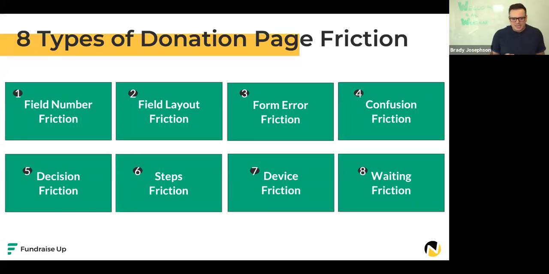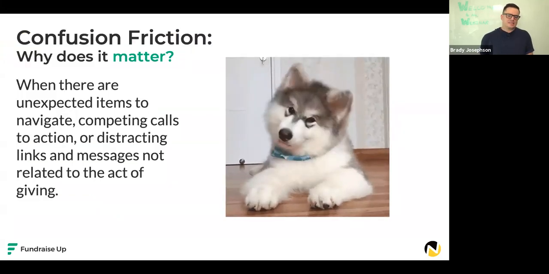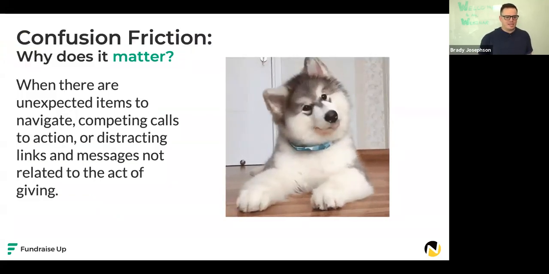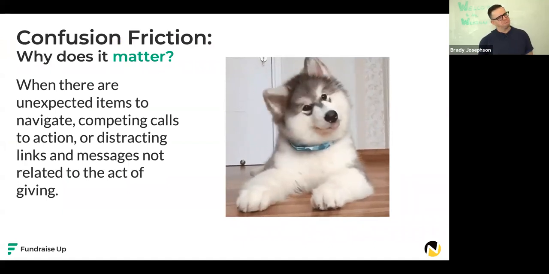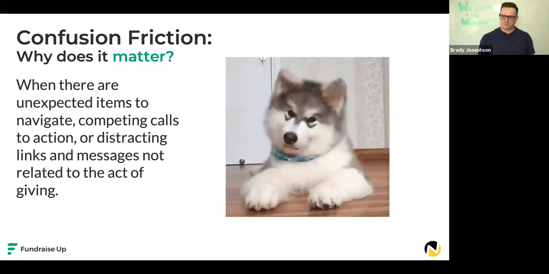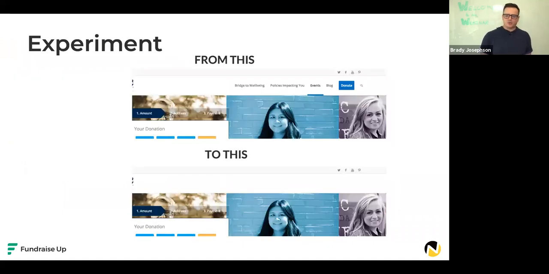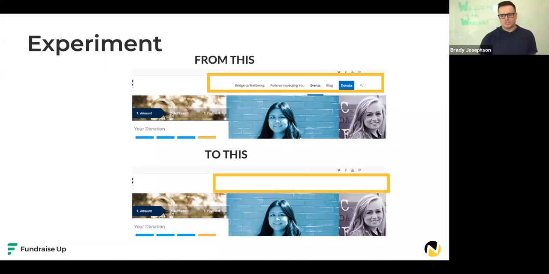All right, now we start getting into more of the biggies here. Confusion friction is the next one. So confusion friction is when there are unexpected items to navigate, competing calls to action, distracting links and messages that make you do what this very cute little puppy's doing and go, what's that? That's kind of surprising. Now, some of these things are innocuous. Could be navigation, for example, right? Once you're on the donation page, me as a user have expressed my intent to complete this donation. So I don't really need your handy navigation to get around your website anymore. So why don't we just remove it?